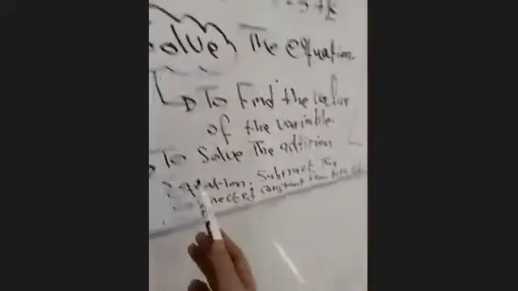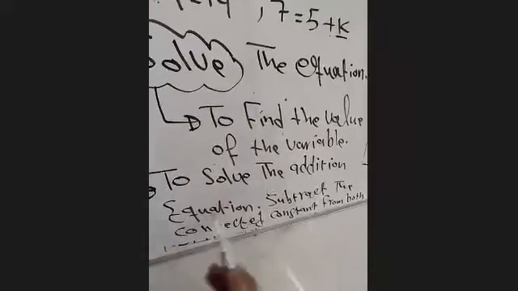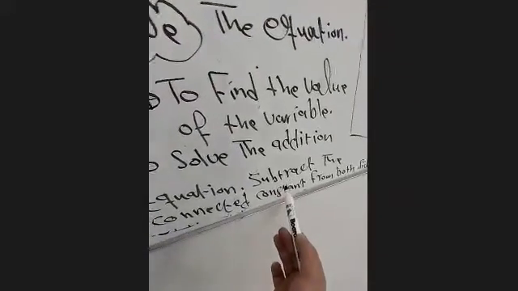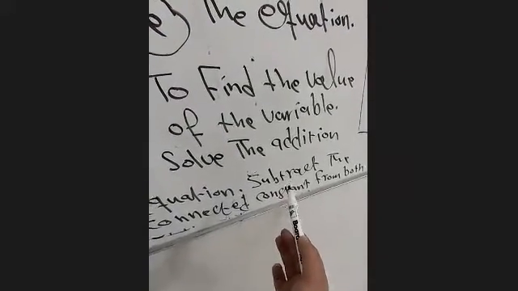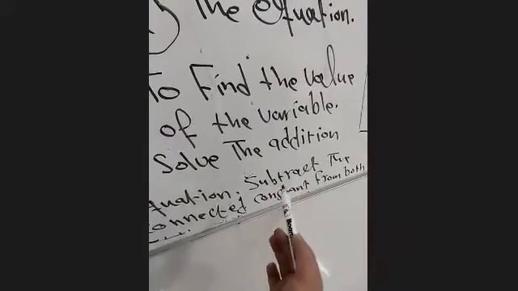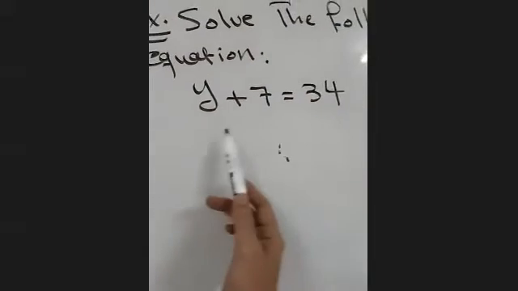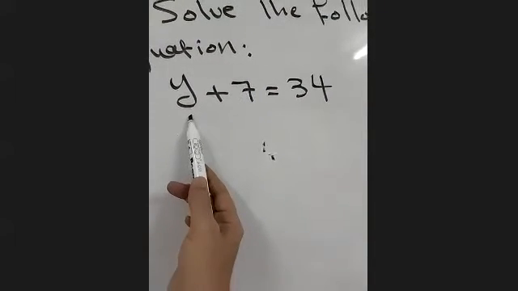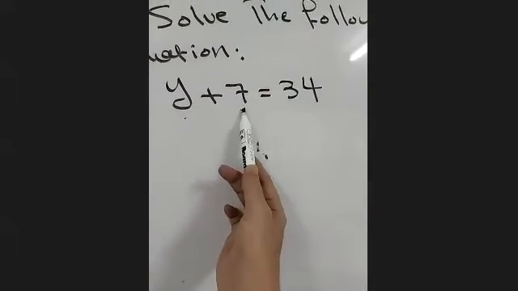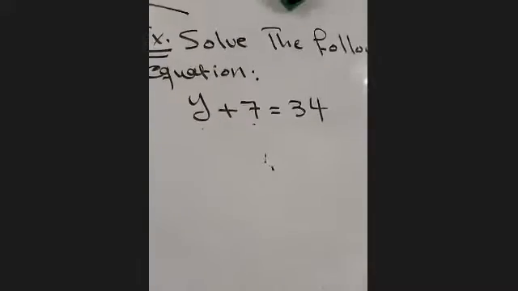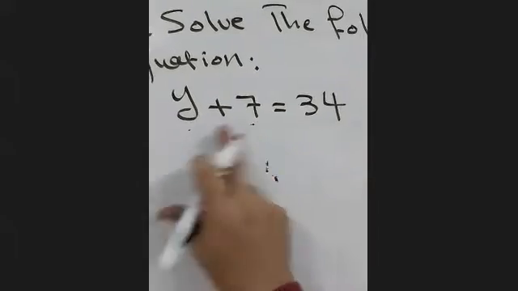Let's go back to our note. To solve the addition equation, subtract. If we have addition, we will subtract. It's important. If we have addition, we will subtract the connected constant from both sides. What's the connected constant here? Here is the variable, and the connected constant is 7. So how will we solve it? By subtraction. And please focus here, guys. We will subtract the connected number from both sides.